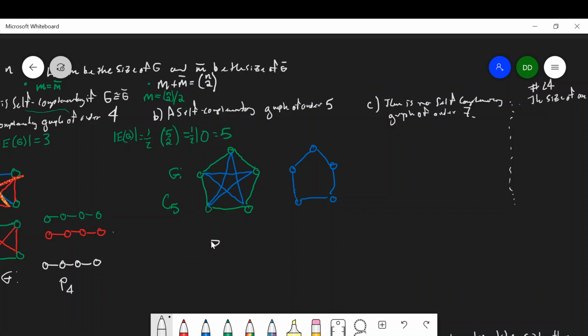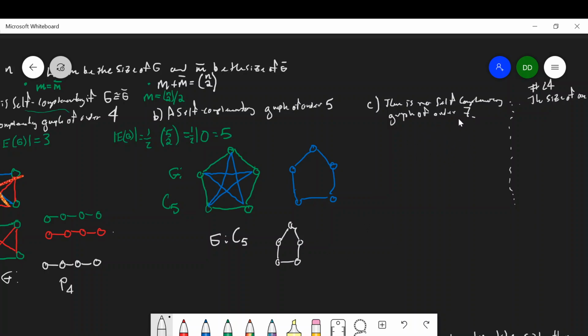So here we'll let G be C5. Oops, not C to the 5th. C5, the 5 cycle. That is a self-complementary graph of order 5.